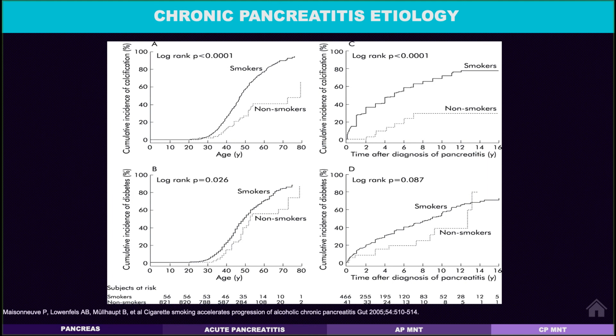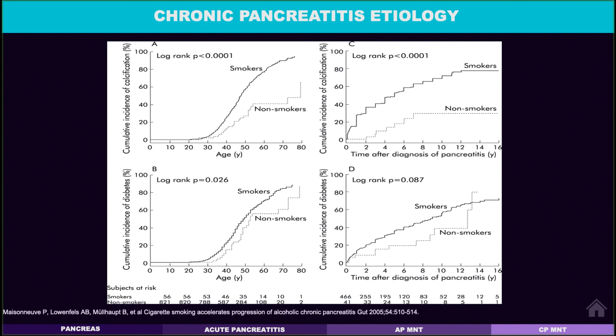And if we look at the top two, where we see the cumulative incidence of calcification, we see that it's much less in the non-smoker than the smoker. And then if we look at the calcification incidence compared to time after diagnosis, it's even more dramatic. What this shows you is that there's a significant increase in developing diabetes after the diagnosis of pancreatitis, but also a higher incidence of calcification, and these stones appearing within the pancreas mean we're also seeing an increased risk for obstruction.